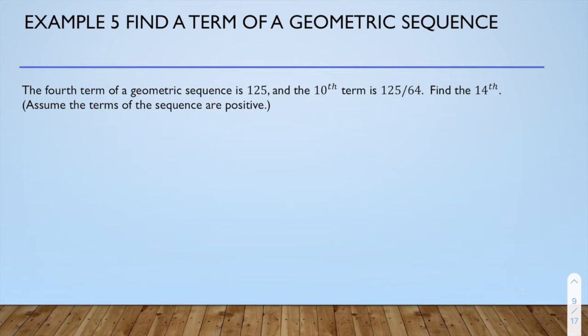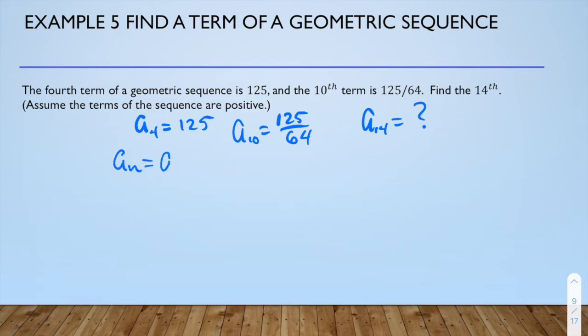Now we're being asked to find a specific term of a geometric sequence. The 4th term of the sequence is 125, so we can say a sub 4 is 125. And a sub 10, the 10th term, is 125 over 64. So that's a sub 10. Find the 14th. So we want to know what a sub 14 is. Well, let's figure that out. Assume the terms of the sequence are positive. Well, we know that a sub n is always equal to a sub 1, which we don't know, times the common ratio, which we also don't know, but that to the n minus 1.